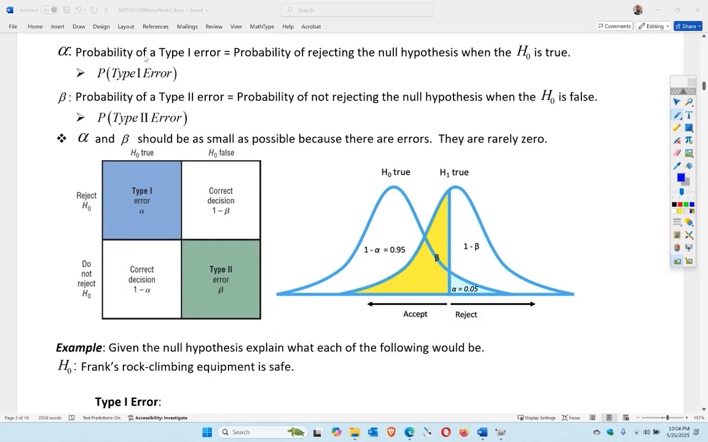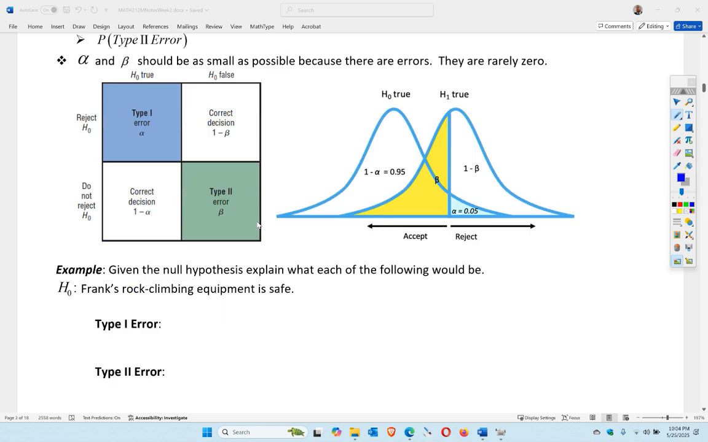So alpha is the probability of a type 1 error. Beta is the probability of a type 2 error. That's the probability of rejecting the null hypothesis, right? When H0 is true, and the probability of not rejecting the null hypothesis when H0 is false. Okay, so they're kind of interrelated. A little diagram here that kind of puts it together essentially as far as alpha and beta. That's why you see alpha, 1 minus alpha, beta, and 1 minus beta basically.